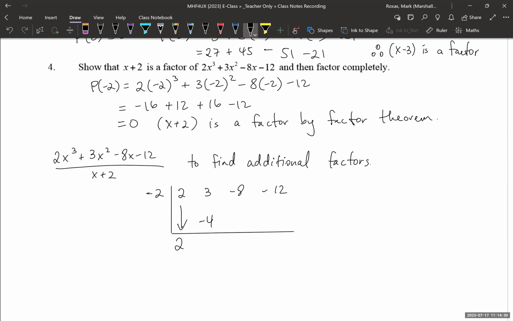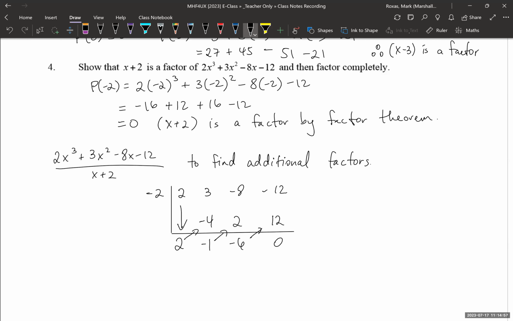-4, bring that to second row in the next column. 3 plus -4, when you add these numbers up, we get -1. Multiply that -1 by -2, we get +2, and put that in the second row in the next column. And then add the -8 and 2, we get -6. That in the third row. -6 times -2 is +12. Bring that to the second row in the next column. And then finally, -12 plus 12 is 0.